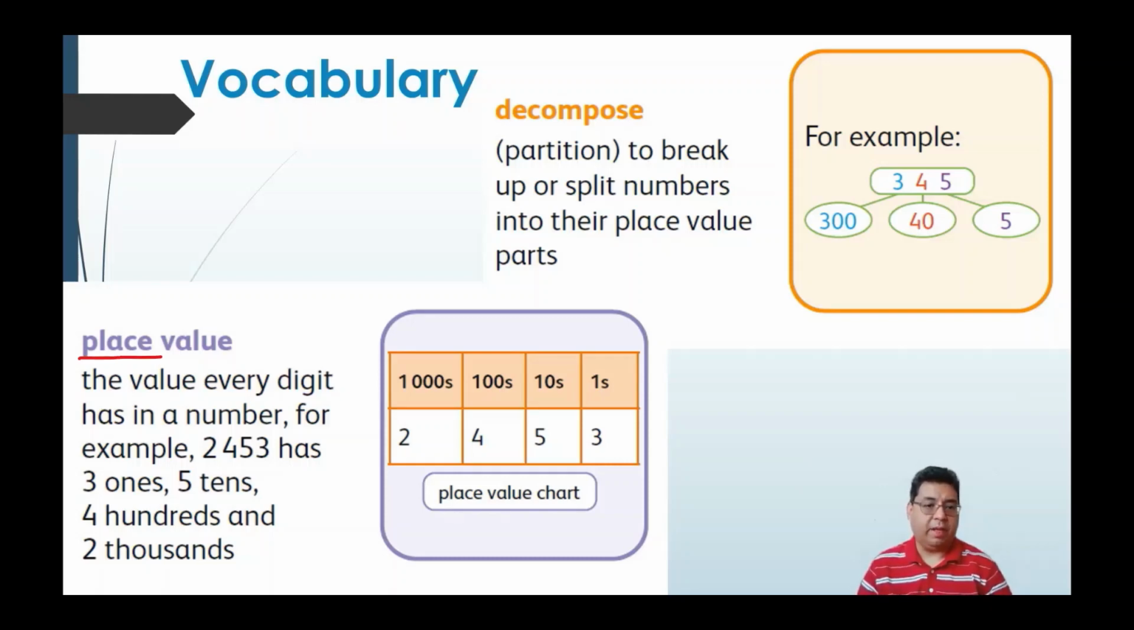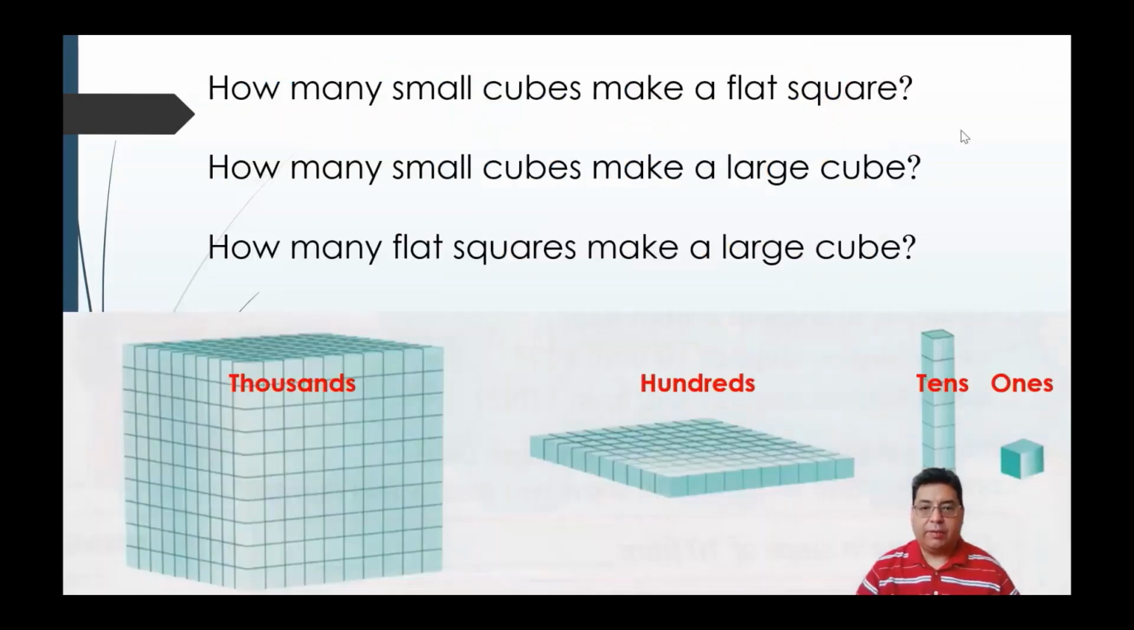And then we have place value, the value every digit has in a number. For example, 2,453 has 3 ones, 5 tens, 4 hundreds, and 2 thousands, as you can see here in the place value chart. So I've got some explanations on how number and place value work here.